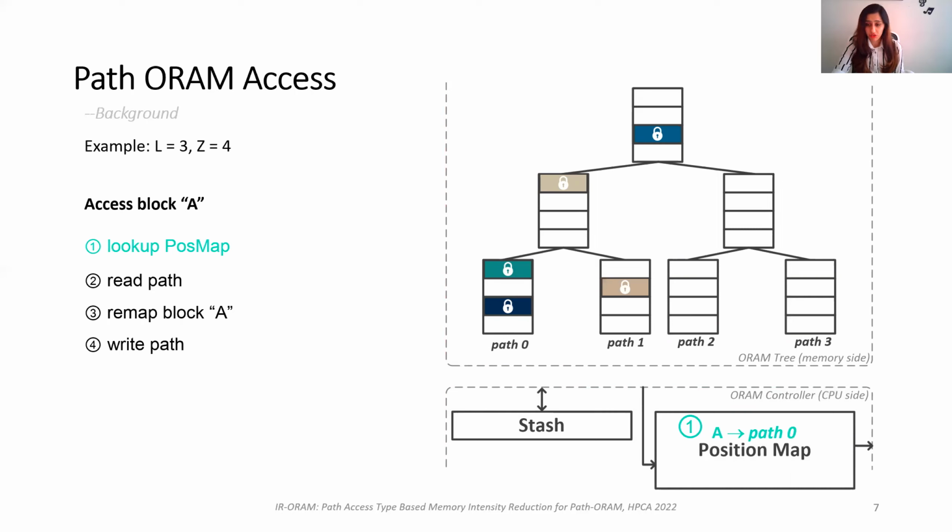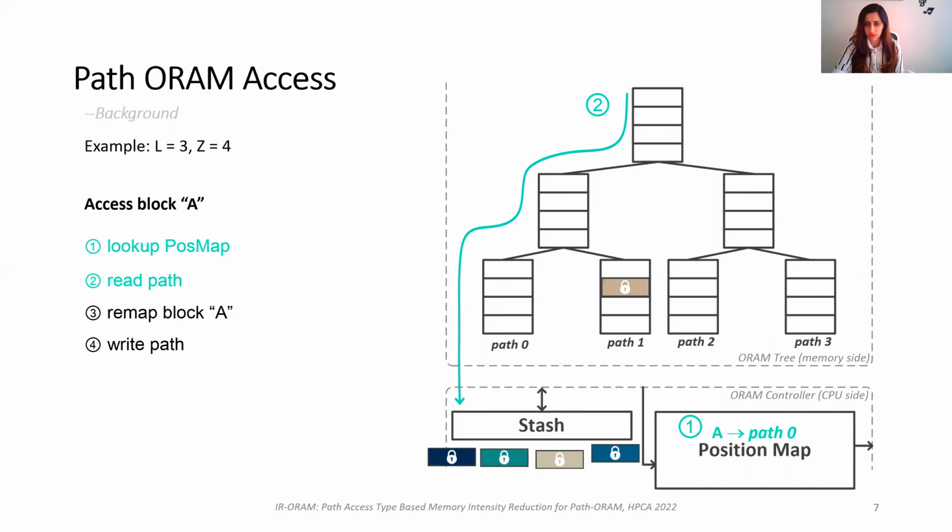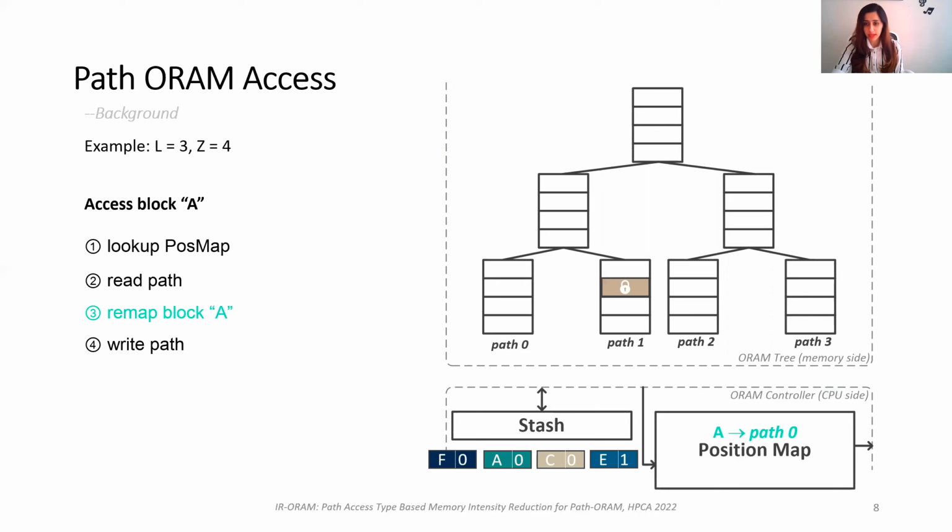So next we initiate a read path operation. All of the real blocks on path 0 are brought into the stash. Then they're decrypted, and there it is, block A. Since block A is accessed by the CPU, it has to be remapped to another path. So we remap it and update its path ID. We also update its mapping in the position map.